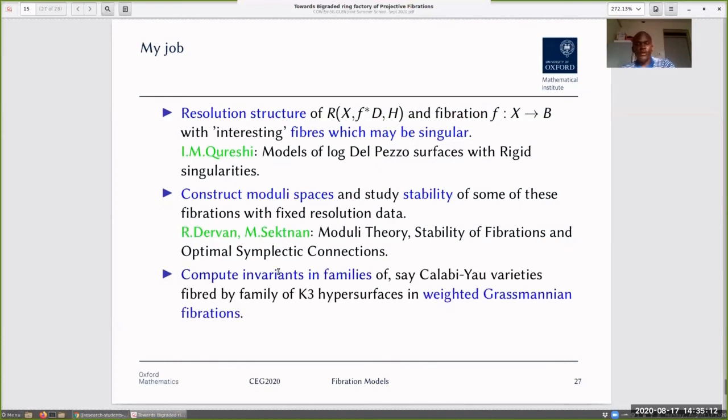I believe. So I'm also interested in computing invariants in families of these fibrations, especially those that result from weighted Grassmannian fibrations.